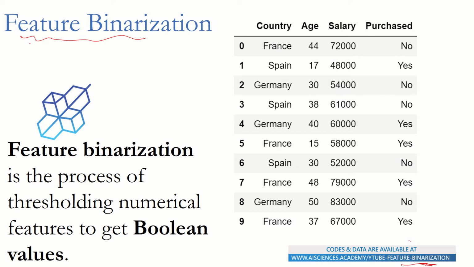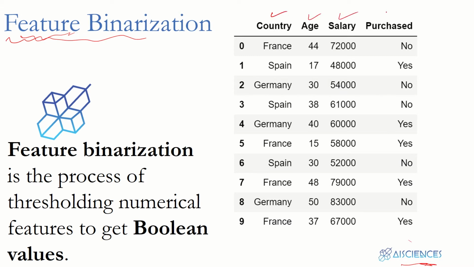Okay, so now what is feature binarization? We all know what a feature is. If we have some issues with what a feature is, please check out our previous videos, and we have a complete course on feature engineering available. You can check out the channel or website. So let's say we have these features: country, age, salary, and purchased. First of all, let's learn what feature binarization is. According to the definition, feature binarization is the process of thresholding numerical features to get Boolean values, right?